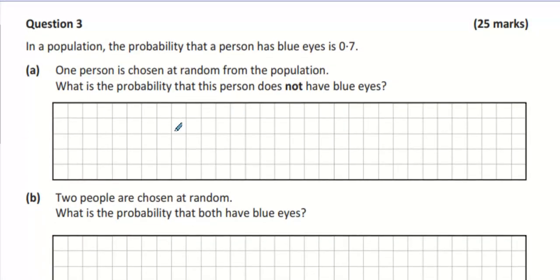So, the probability a person has blue eyes is 0.7. What's the probability they don't have blue eyes? 0.3, because you take it away from 1, don't you?